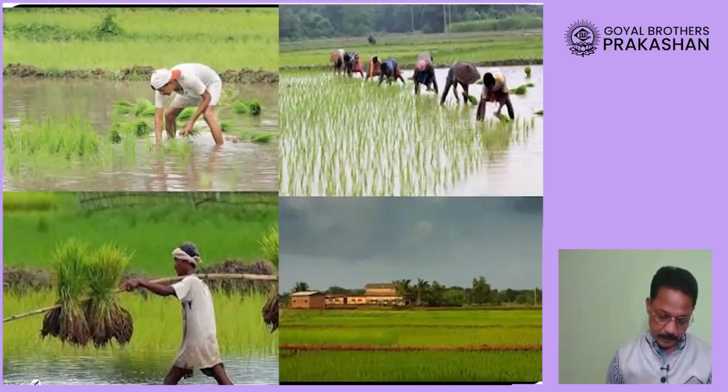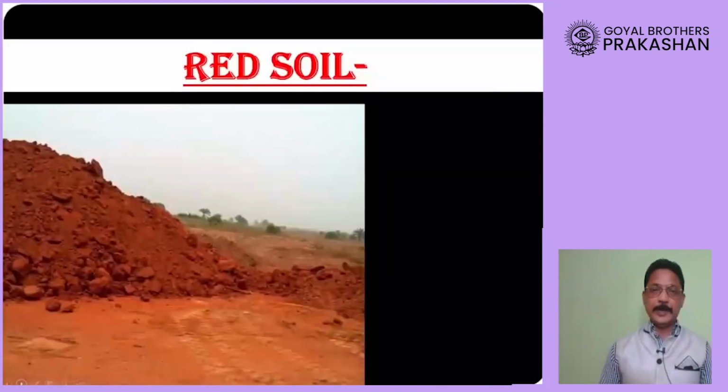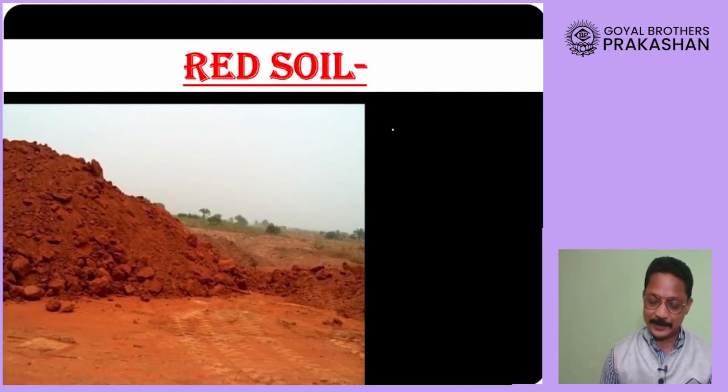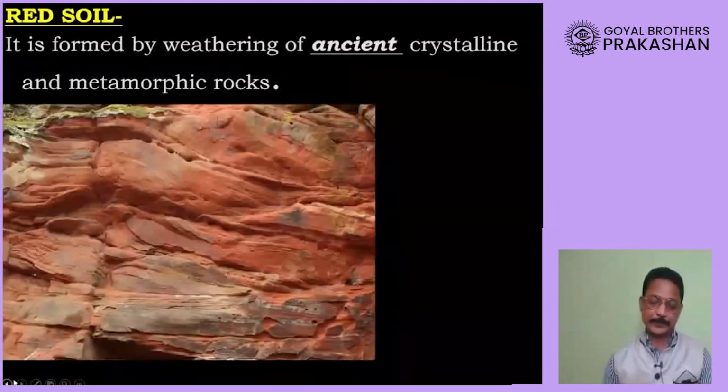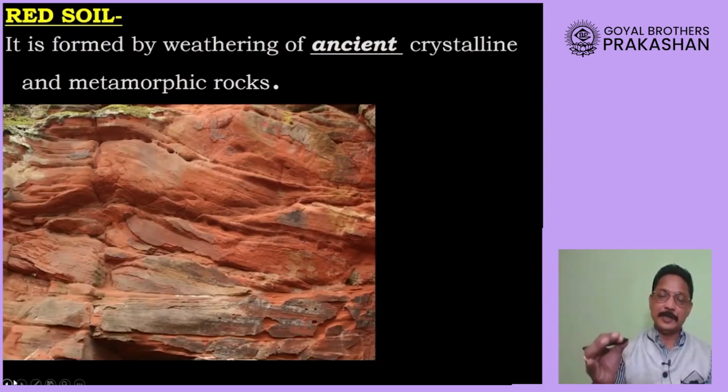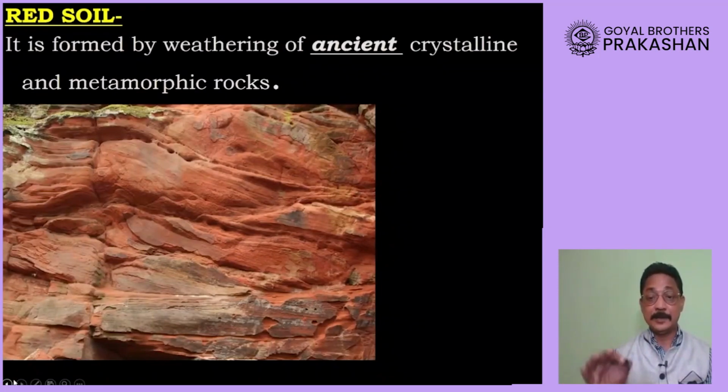This soil is called red soil. As the color suggests, this soil is really red in color. Now look at this rock. This rock is called ancient metamorphic rock. What is the color of this rock, children? Yes, it's reddish in color. So when this soil is formed from this reddish rock, its color will also be red.